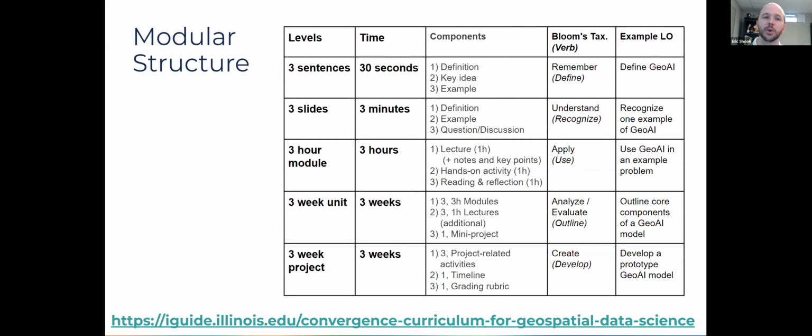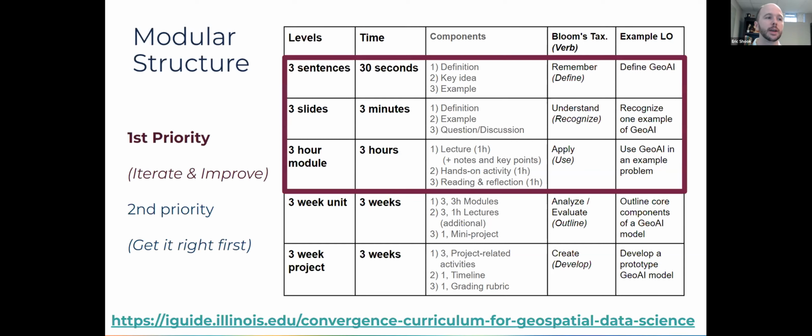This is where we bring in the platform, where students actually get to play with it, or scholars, professionals, etc. To prep the lecture and the hands-on activity, you can have a 1-hour reading and reflection. So just a couple of key readings to prime the pump a little bit so that learners are ready to go. And then the next level deeper is a 3-week unit. So this is where you have some linearity and you can start to really build depth.